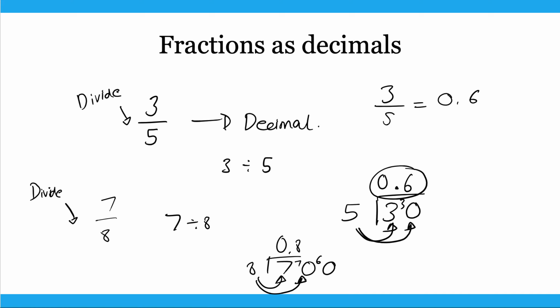We keep adding zeros until we get to a number. If you notice that the number is reoccurring, then you can just stop right there. So 8 goes into 60 7 times, with a remainder of 4, and 8 goes into 40 5 times. So we know that 7/8 as a decimal would be 0.875.